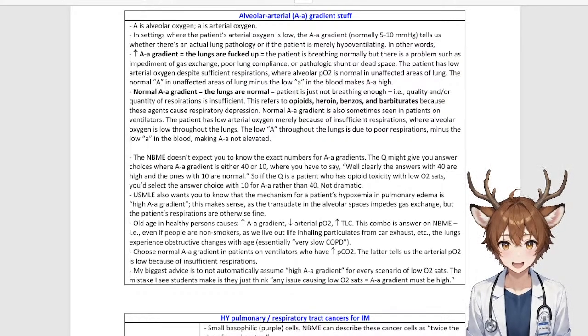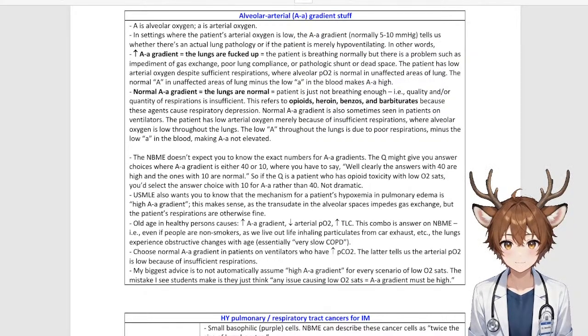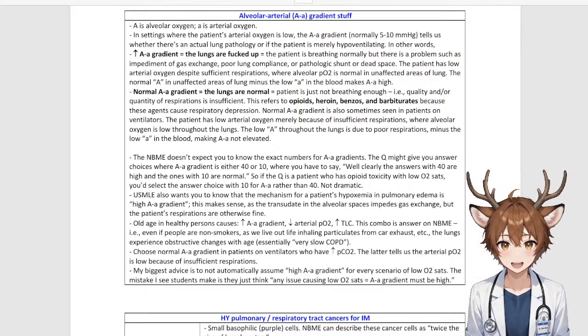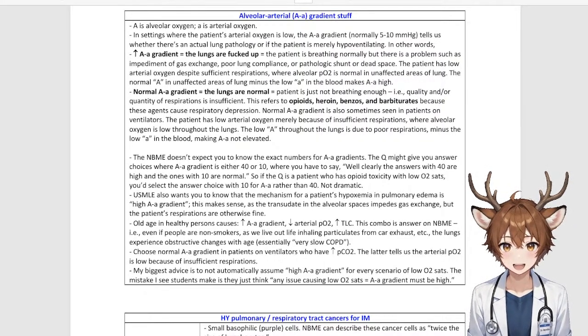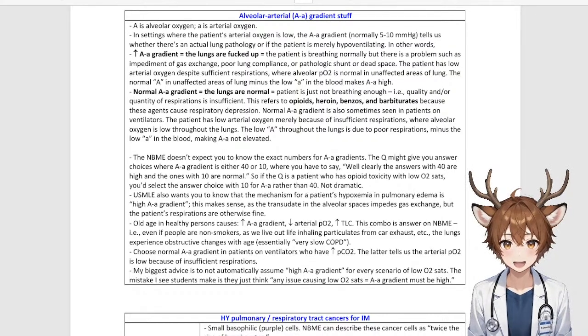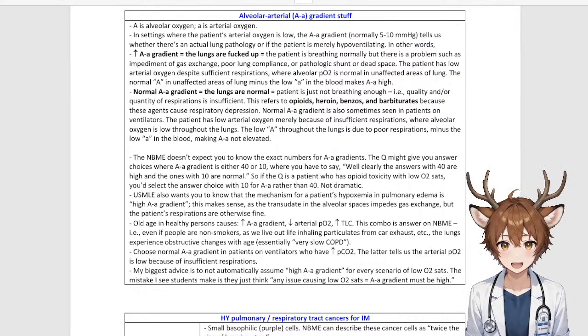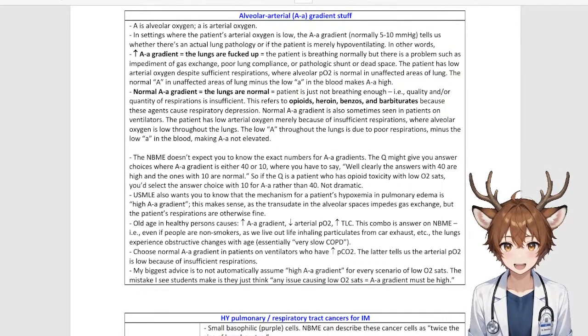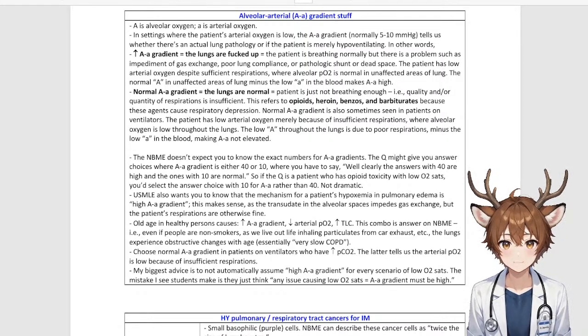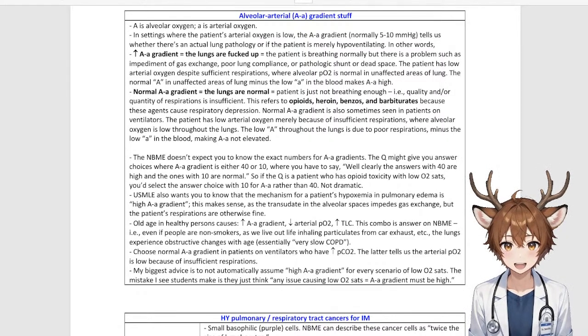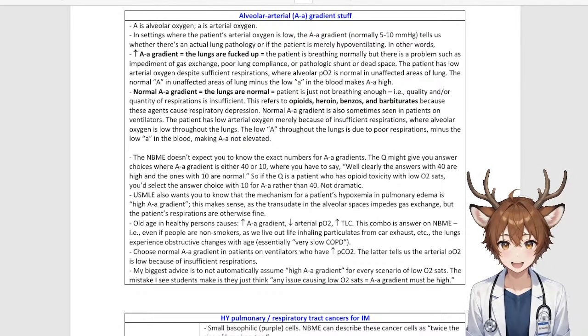Alveolar-arterial (A-a) gradient. Big A is the alveolar oxygen, and little a is the arterial oxygen. So big A for alveolar, little a for arterial. In settings where the patient's arterial oxygen is low, the A-a gradient, which is again the alveolar-arterial gradient, normally 5 to 10 mmHg, tells us whether there is an actual lung pathology, or if the patient is merely hypoventilating.